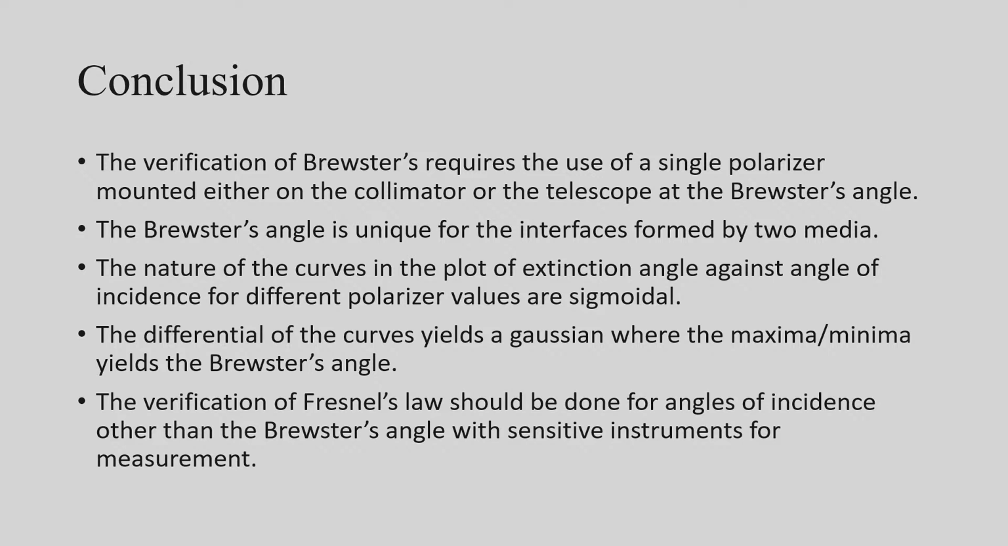The Brewster's angle is unique for interfaces formed by two media. The curves in the plot of extinction angle against angle of incidence for different polarizer values are sigmoidal. Since they are sigmoidal, taking the differential would yield an inverted Gaussian, where the maxima or the minima would give us the Brewster's angle. The differential of the curves yields a Gaussian, where the maxima or minima yields the Brewster's angle.